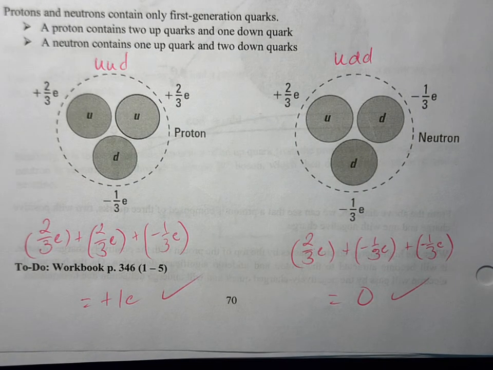On a diploma, you have to know the composition of quarks in a proton and a neutron. So a proton has 2 up quarks and a down quark. A neutron is going to have 1 up quark and 2 down quarks.